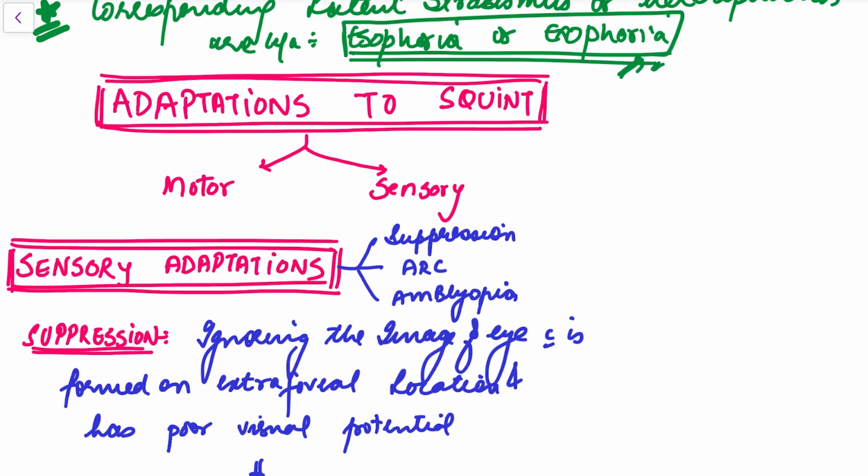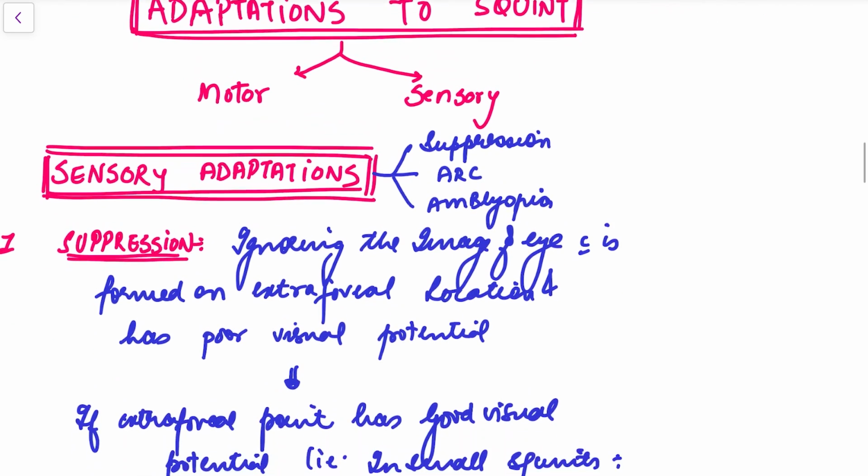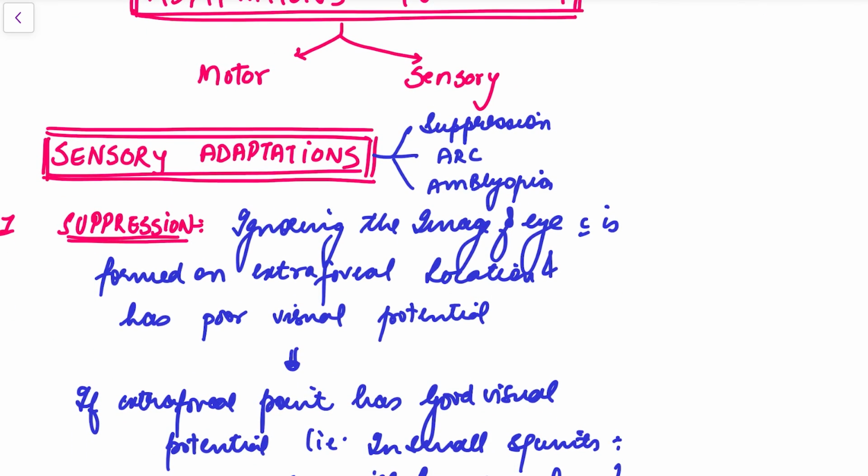So there can be minimum pathology, minimum discomfort to the patient. So there are two types of adaptations for the squint. First one is motor adaptation, and then there are sensory adaptations. So firstly, we will be discussing sensory adaptation.